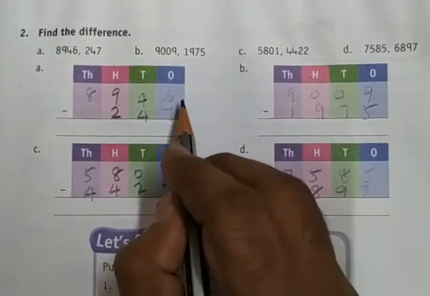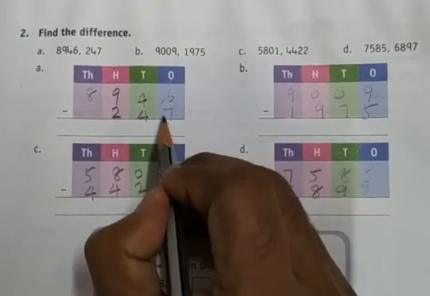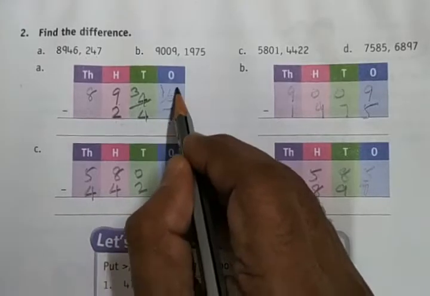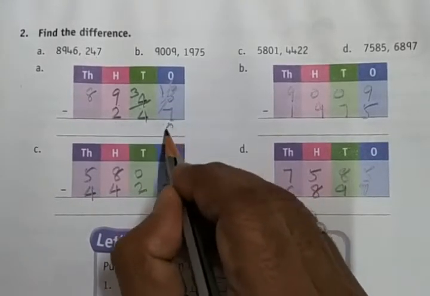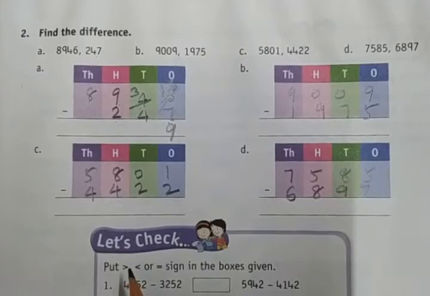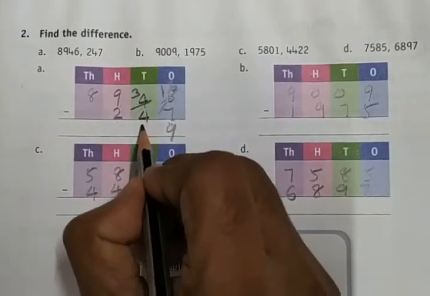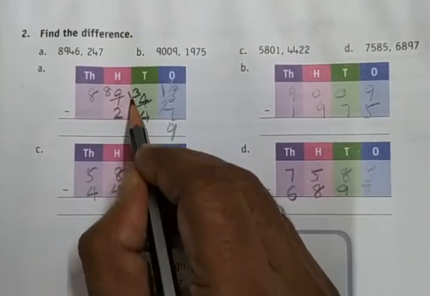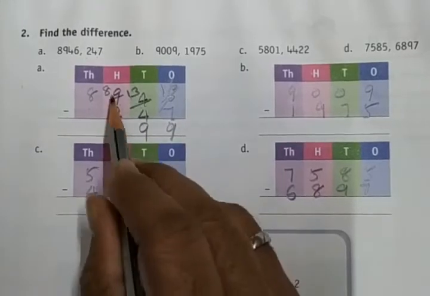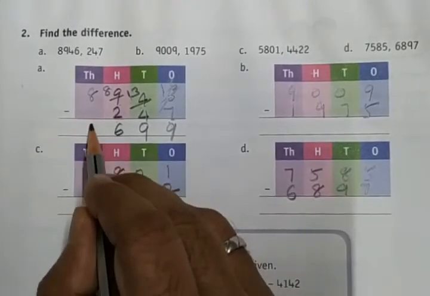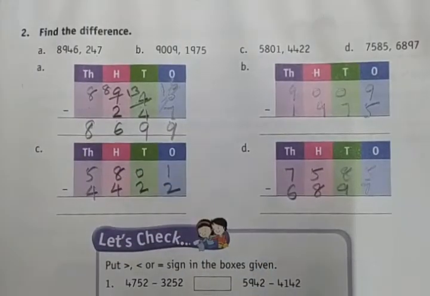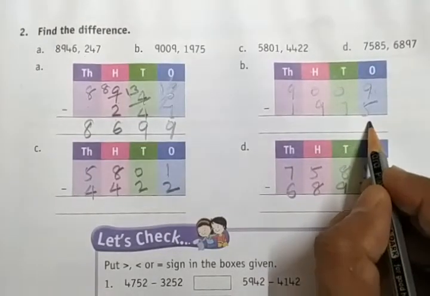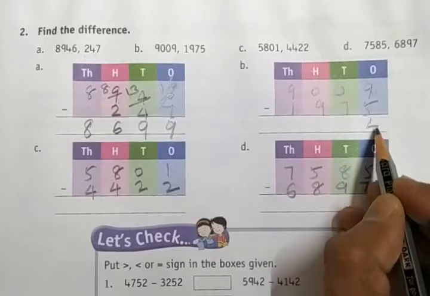So 6 minus 7 is not possible, for that you have to borrow. It will become 3 and it will become 16. Okay, 16 minus 7 is 9. 3 minus 4 is not able to subtract, for that you have to borrow from this, it will become 8 and it will become 13. 13 minus 4 is 9 again. 8 minus 2 is 6 and below 8 is this also. Okay, clear? Then 9 minus 5 is 4.